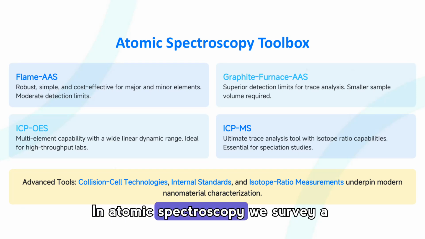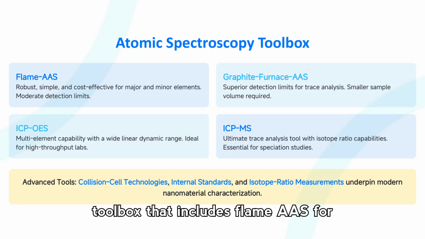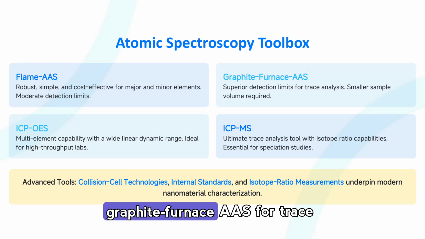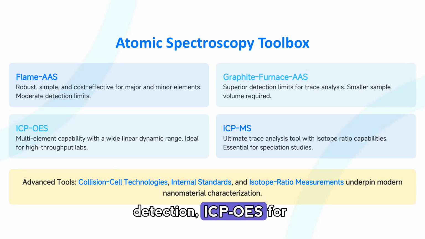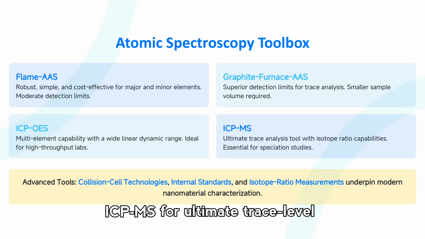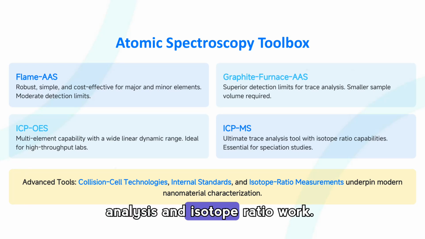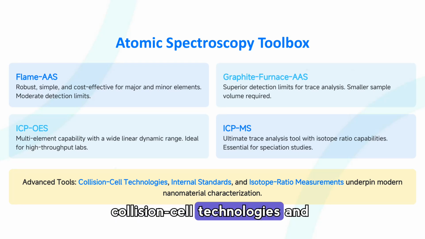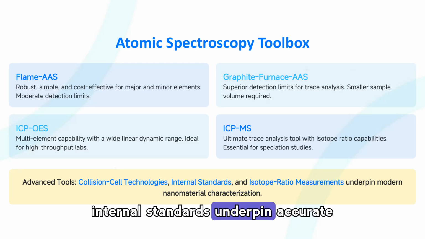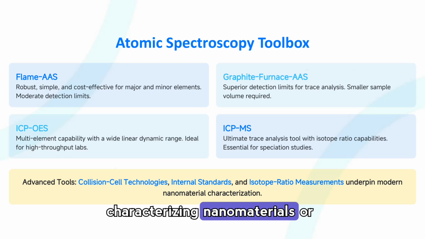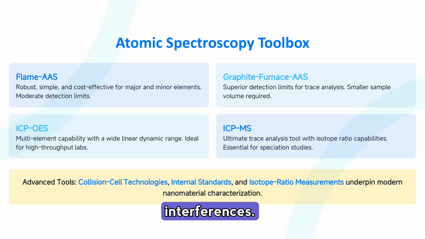In atomic spectroscopy, we survey a toolbox that includes flame AAS for routine major and minor elements, graphite furnace AAS for trace detection, ICP-OES for multi-element throughput, and ICP-MS for ultimate trace level analysis and isotope ratio work. Advanced components like collision cell technologies and internal standards underpin accurate results, especially when characterizing nanomaterials or dealing with challenging interferences.